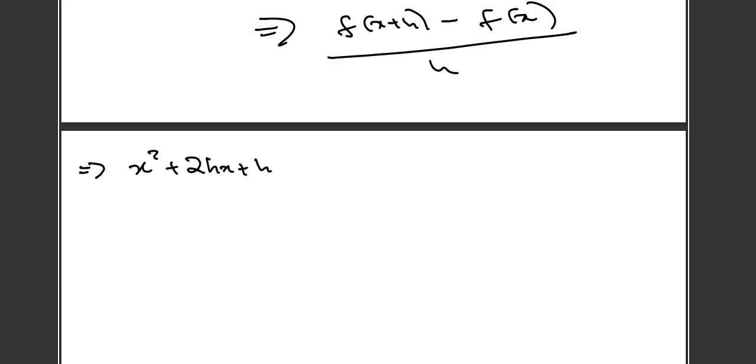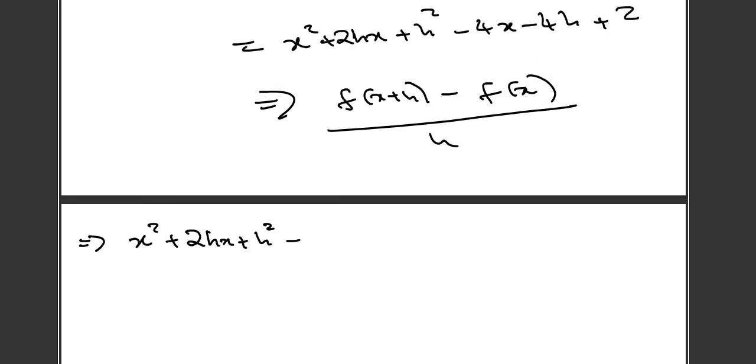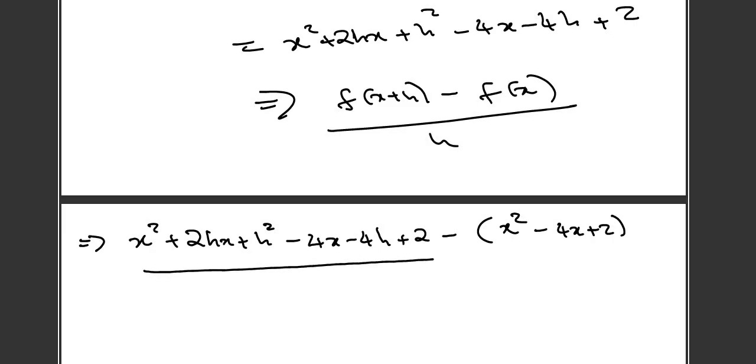x squared plus 2hx plus h squared, then minus 4x, then minus 4h plus 2, minus the original function. So we put it in brackets because we need the minus to affect everything. Down you just have an h. This is what the substitution is going to look like. I hope you're okay. We just said where there is x, we put x plus h. Then the other one is just f of x, which is the original function, this part here.